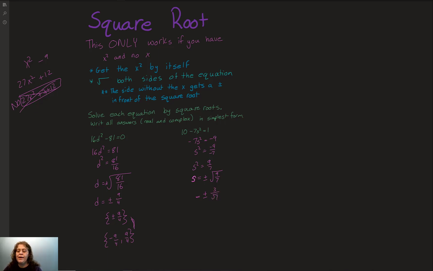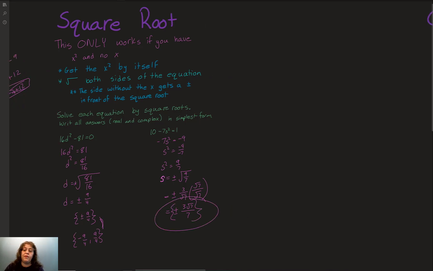Ah, man. I can't leave the square root in the denominator. That breaks the rules. I'm not allowed to do that. So we're going to multiply the top and the bottom by square root 7. Woohoo! Equals plus or minus 3 root 7 over 7. Now I'm done. Curly brackets, and we're good. That's the square root method.